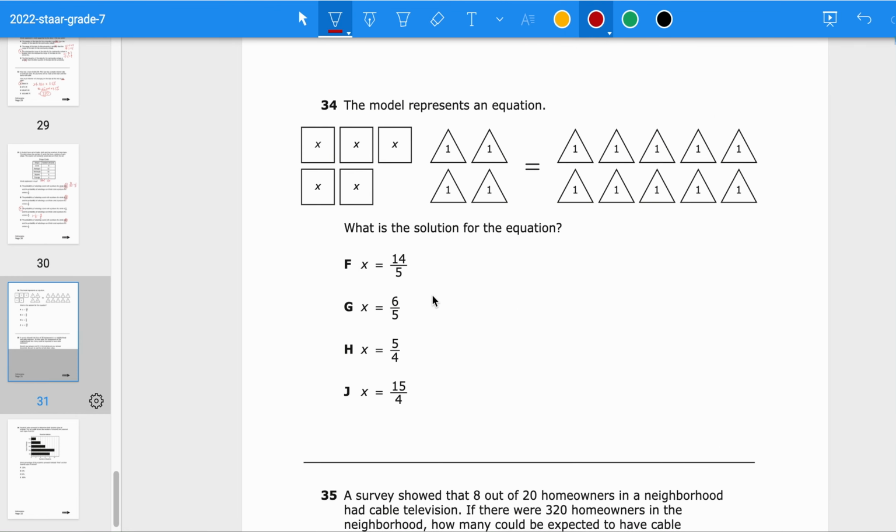34. We have this number here. By looking at this, we can write it into an equation: we have 5x here, we have a 4 here, and then we have a total of 10 here. Then we just need to solve the equation. We deduct 4 on both sides, 5x equals 6, and we divide by 5 on both sides, x equals 6/5. G is the correct answer.